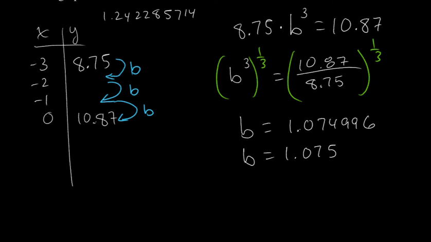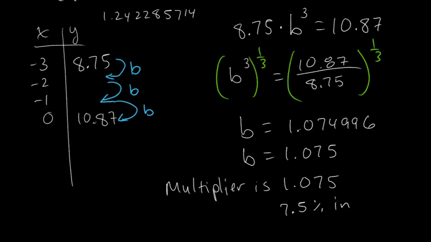So I would say that my multiplier is this number, 1.075, and that represents a 7.5% increase each year.